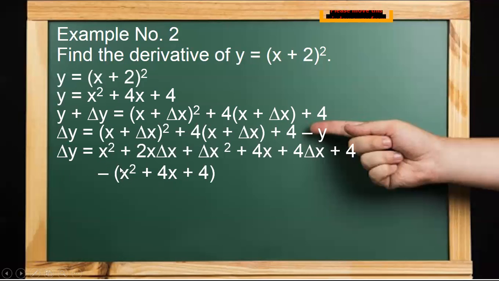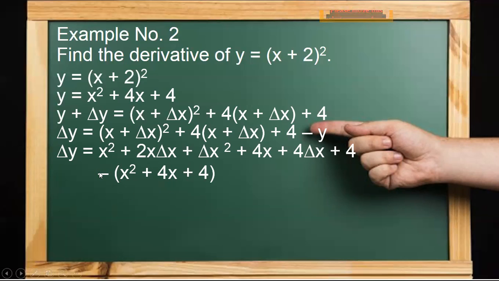Okay. Then we're going to distribute the minus sign inside the parentheses to eliminate the grouping symbol. So if you're going to expand this, it will become x squared plus 2x delta x plus delta x squared, plus 4 multiplied by x, that's 4x. 4 multiplied by delta x is 4 delta x. Then we're just going to copy the constant, plus 4, then minus the given y, which is the expanded form of this one, which is x squared plus 4x plus 4.